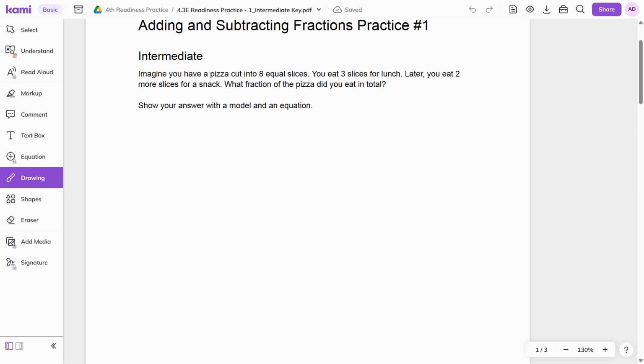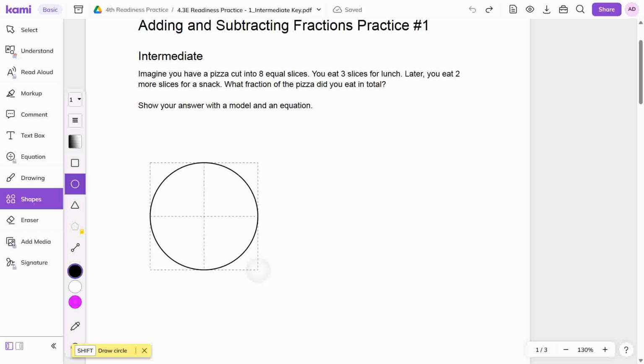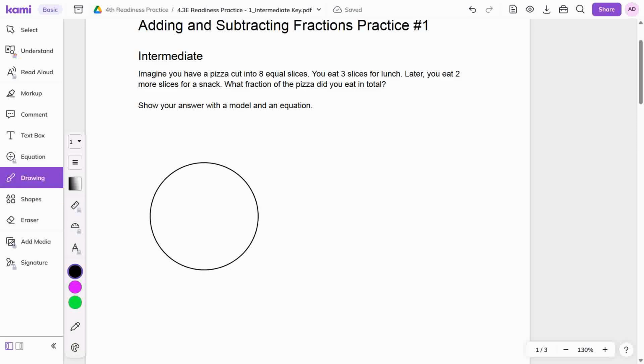So let's draw a pizza, and I want us to have a few different models here. So we'll start with a pizza here, like this. All right, let's make it a circular pizza. There we go. All right, so we have a pizza here. I also want to draw a number line. All right, so when I've got my pizza, it's going to be cut into 8 slices.